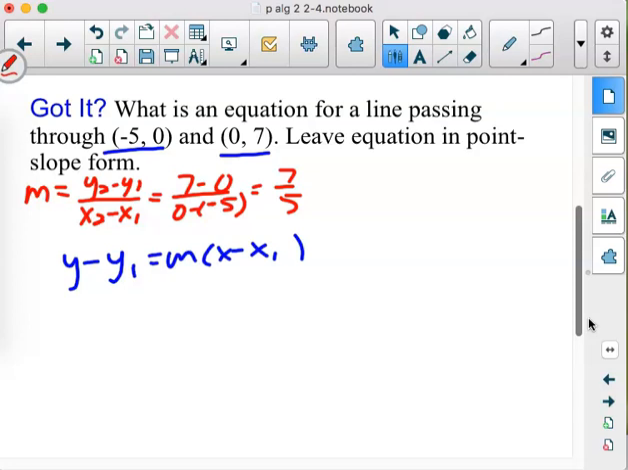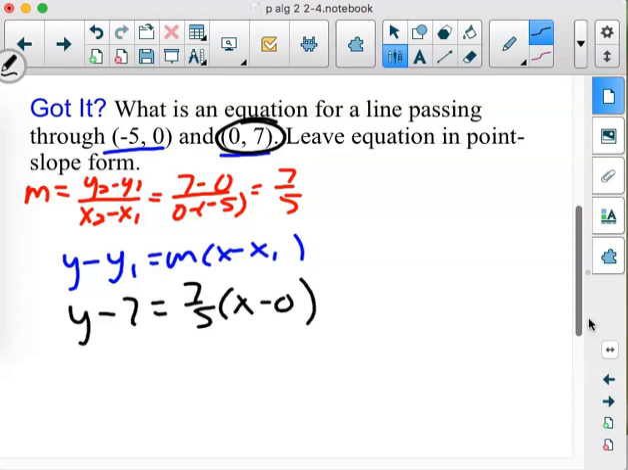Cool. So, Maddie, thoughts? You like one point better than the other one? Because you looked at it and saw there's no negative in this one? Cool. I like that reasoning. There are other people that say, I like the negatives, because then when you put the negative in, it becomes a plus. Either way, it's working. So y minus 7 equals 7/5 times x minus 0.